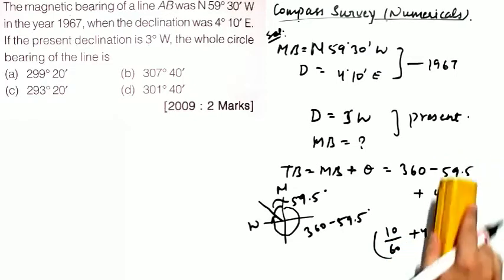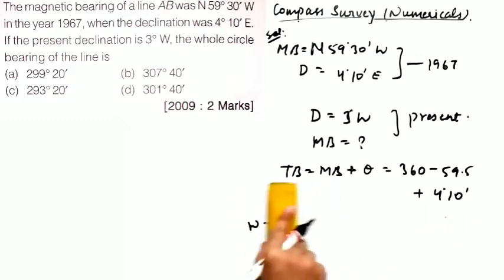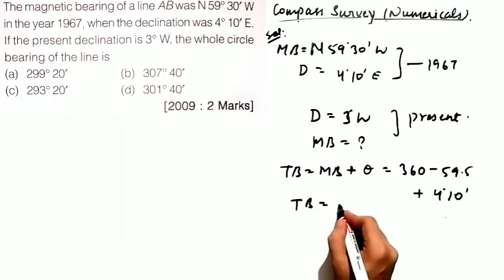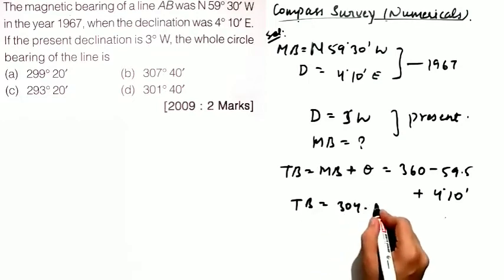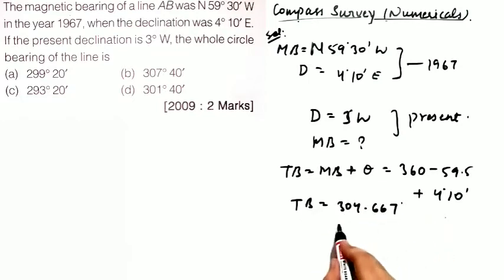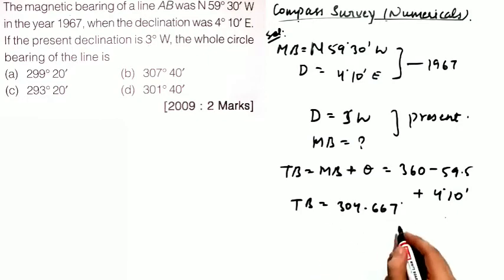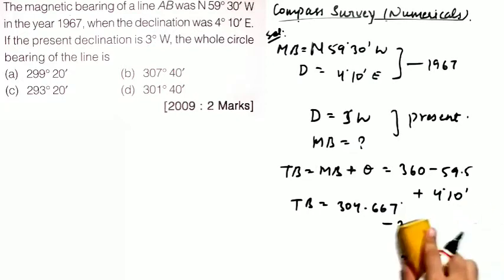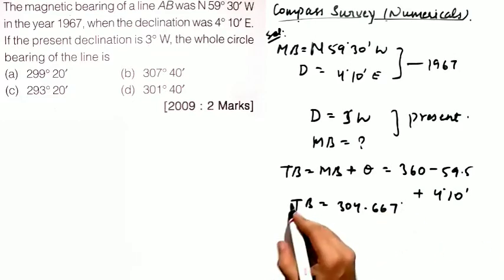So you can solve this equation and calculate the true bearing of line AB, and it comes out to be 304.667 degree. So this is in degrees. How to convert this degrees into minutes and seconds? Subtract 304 from this. So it will turn out to be 0.667 degree. Now multiply it by 60 to convert it into minutes. So we now have the true bearing.